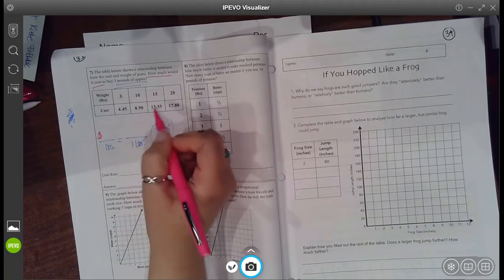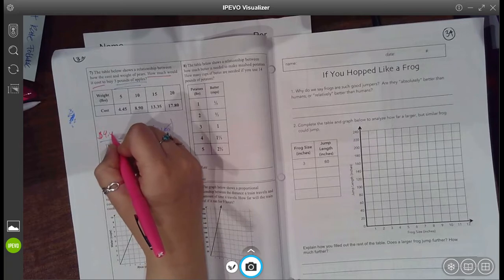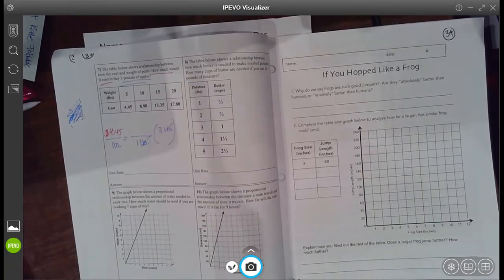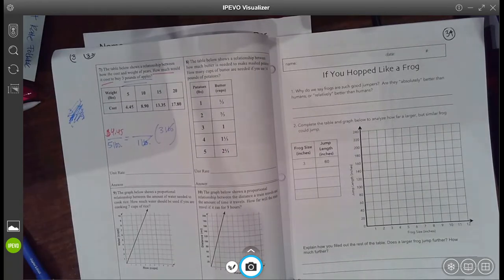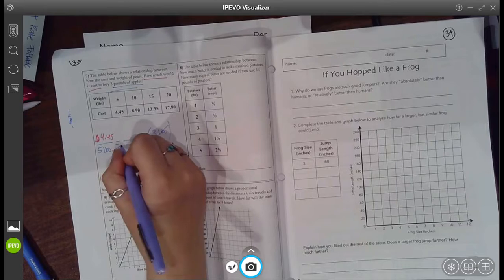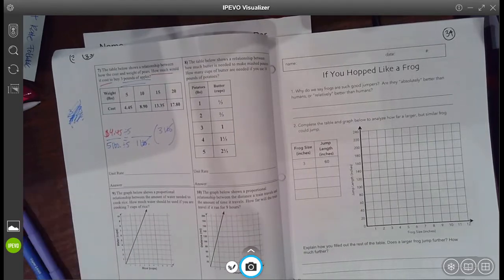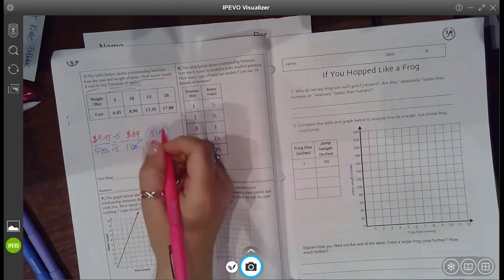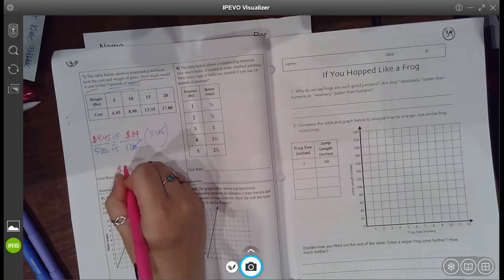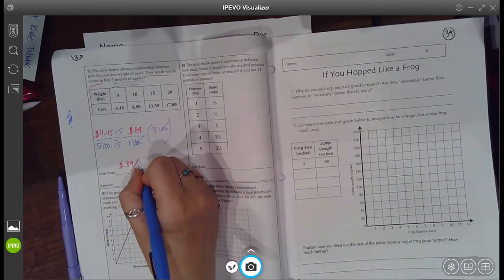So pick any of the ones that you want. I'm just going to use the first one. It says the cost is $4.45 for 5 pounds. So then how do you go from 5 pounds to 1 pound? Well, divide it by itself, because anything divided by itself is 1. So do the same thing on top. And $4.45 divided by 5 is 89 cents. So your unit rate is that it's 89 cents per pound, or per pound of apples.